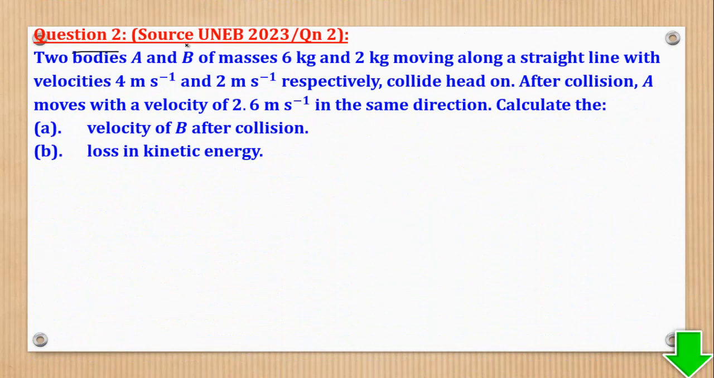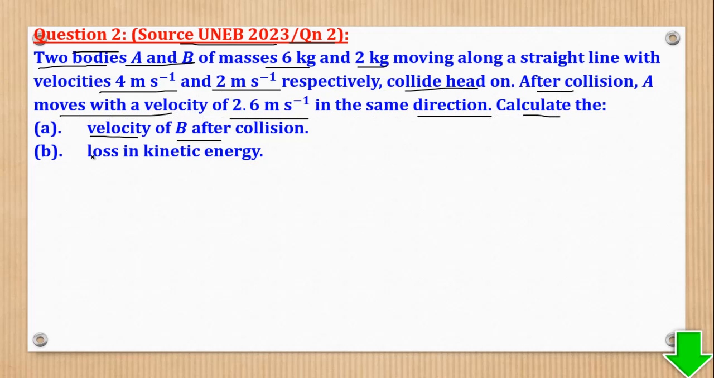Then question 2 came from UNEB 2023, that is last year, paper 2, question 2, and says, two bodies A and B of masses 6 kilograms and 2 kilograms moving along a straight line with velocities this and that, respectively, collide head-on. Collide head-on, meaning they're moving in opposite directions. After collision, A moves with a velocity of this in the same direction. Calculate the velocity of B after collision and the loss in kinetic energy.